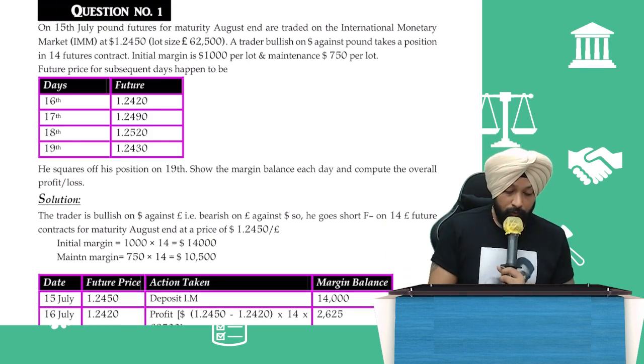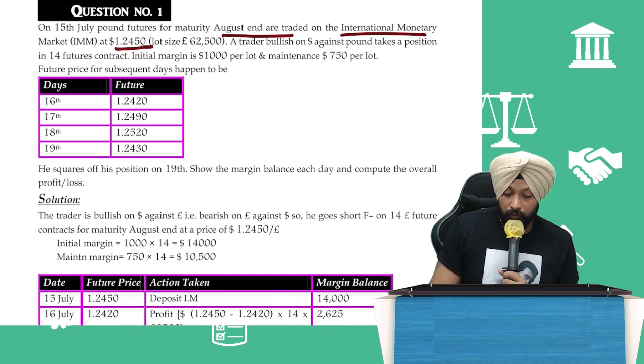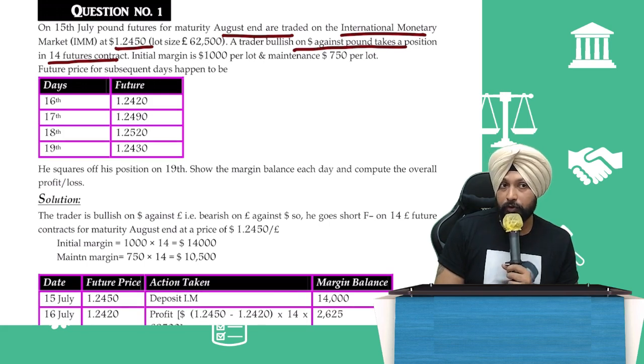Okay. On 15th July, pound futures for maturity August end are traded on the international monetary market at $1.2450. Lot size is given as pound 62,500. A trader bullish on dollar against pound takes a position in 14 future contracts. So trader is bullish on dollar and he takes a position. They have not told you long or short position. What position will you take? Long. Acha.